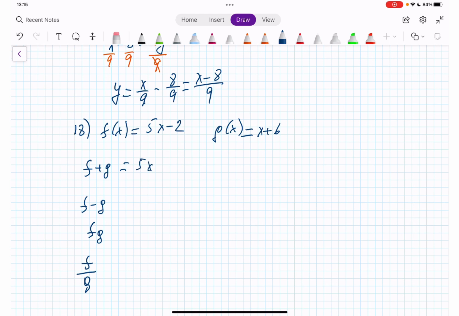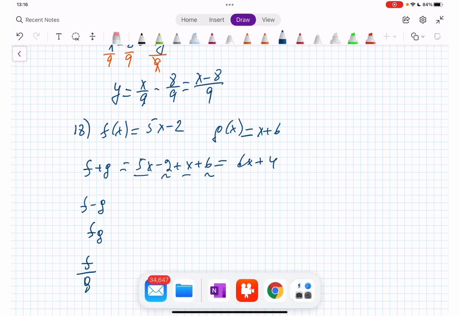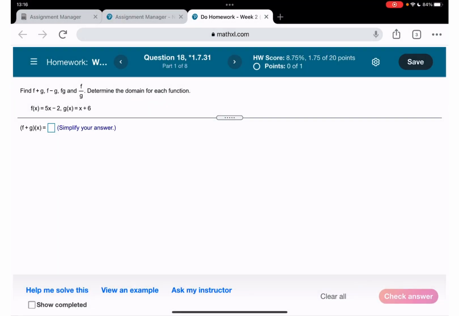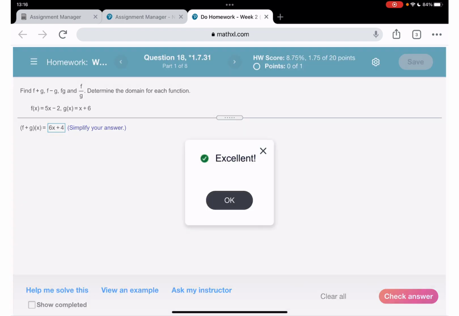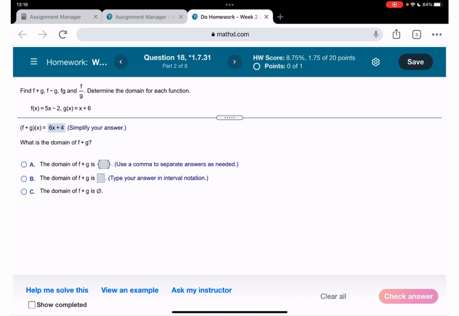So 5x minus 2, since we need to add, plus x plus 6. This is going to be 6x plus 4. Bingo. Moving to the next one. Oh, I thought it was asking... okay, so now it's asking for the domain. All right, we need to answer that question.